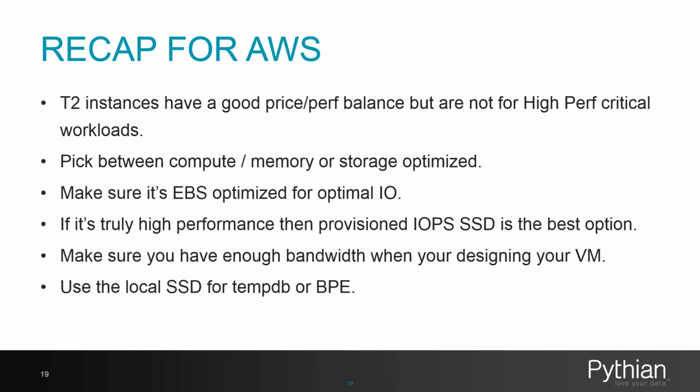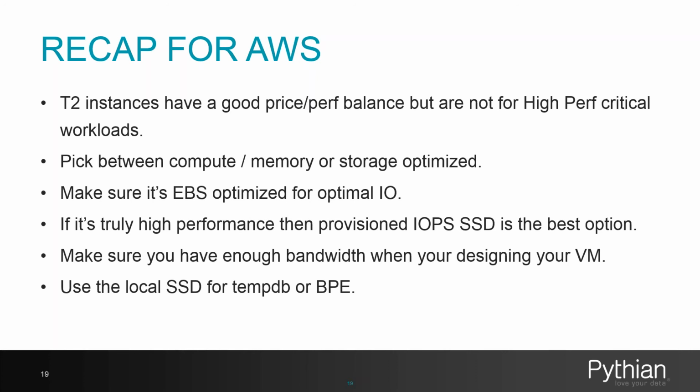For the vast majority of general workloads, I recommend a memory optimized instance because it comes with a larger amount of RAM. They're EBS optimized, and they also come with some scratch SSD space. Like I said, make sure it's an EBS optimized machine. That means it's a machine that has been optimized by Amazon for optimal I/O to the elastic block storage. If it's truly high performance, provisioned IOPS SSD is the best option because it will not fluctuate during the day or depending on your activity. You will always get the baseline performance out of your storage.